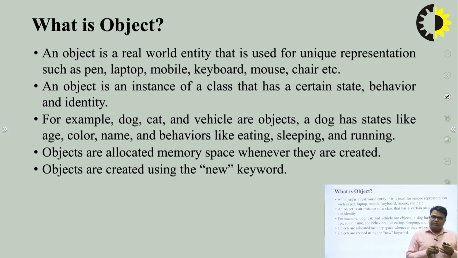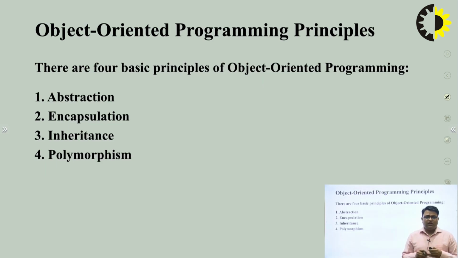Objects are allocated memory space whenever they are created. When we create an object by using the new keyword, it is allocated and occupies memory in the memory area. Then we discuss object-oriented programming principles. This is one of the most important things in any programming language, but Java has purely implemented these principles: abstraction, encapsulation, inheritance, and polymorphism.